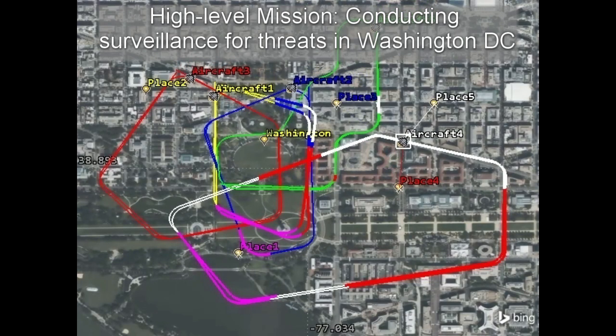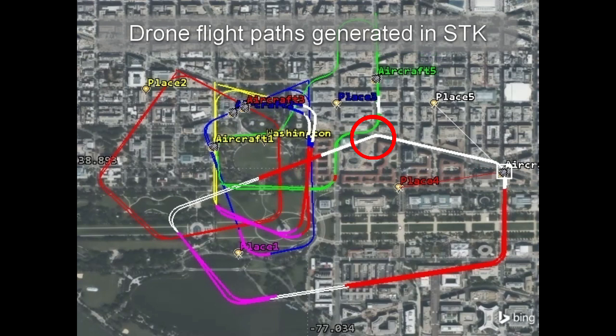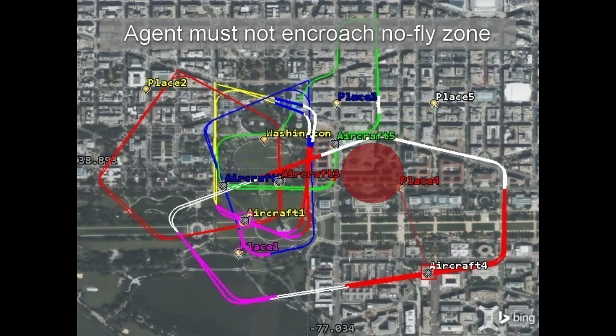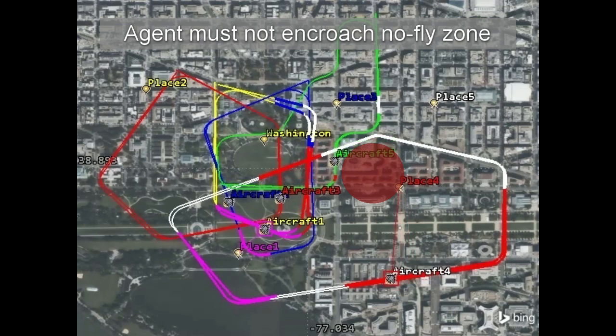With Systems Toolkit, we simulate a team of drones patrolling above Washington, D.C. Their flight paths are optimized for maximum coverage and to minimize the risk of collision or interference with other aircraft in the area. The drone flight paths also consider any existing no-fly regions and ensure that the team of drones does not enter restricted airspace.